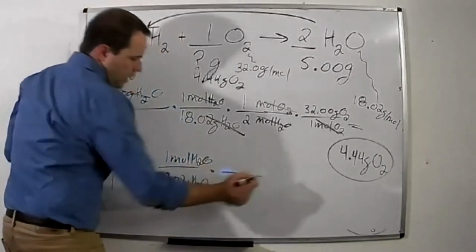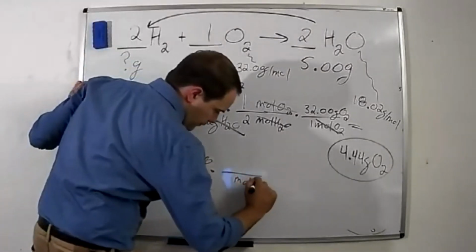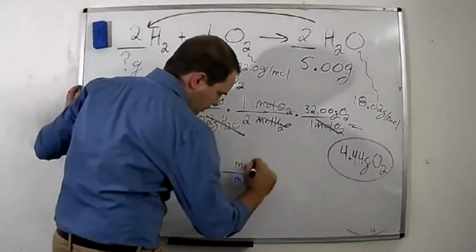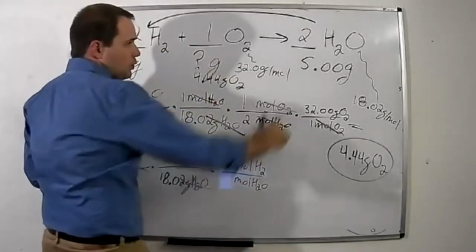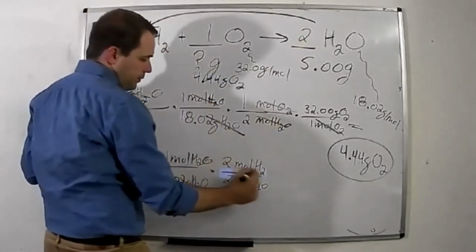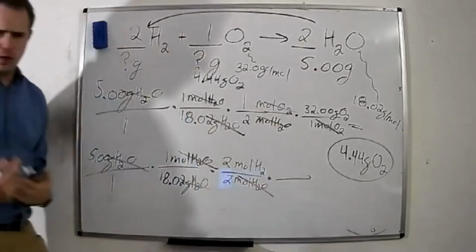But this time, we're going to have a different mole ratio. We're going to have moles of H2O on the bottom. We're going to have moles of H2 on top. The H2O gets a 2, and the H2 gets a 2. I'll let you kind of catch up, following along here.